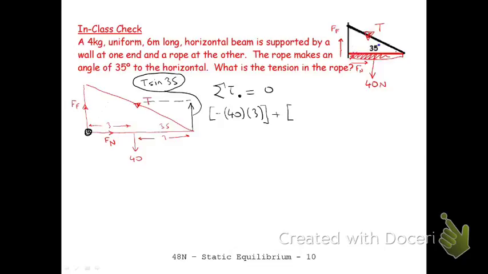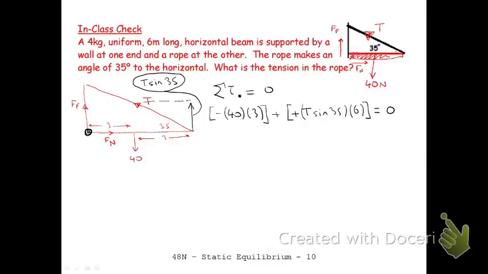Using my components, it's coming back. So I say this is T sine 35 times 6, which is the perpendicular distance. And that's going to make me go in a counterclockwise direction, which is positive. And that equals 0.